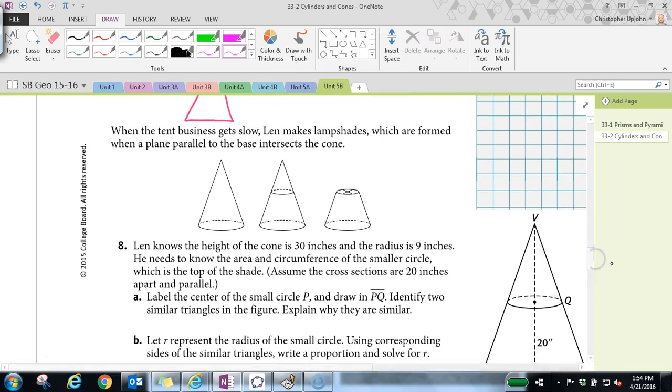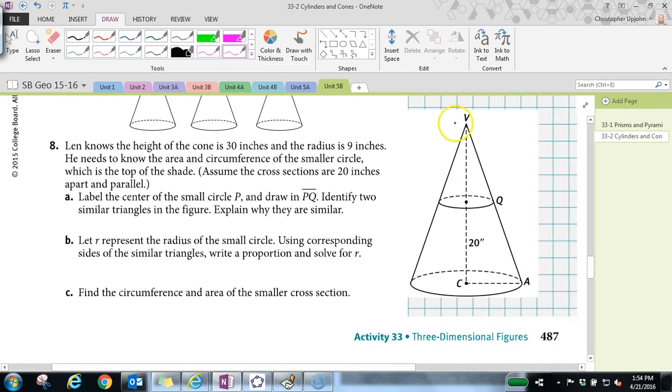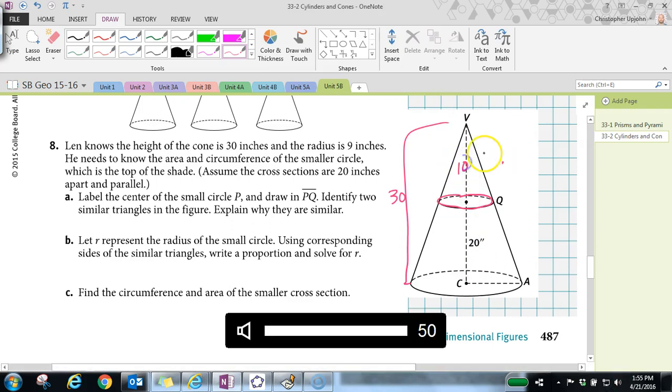When the tent business gets low, Len makes lampshades, which are formed when a plane parallel to the base intersects the cone. So we intersect it parallel here, and we cut off the top cone, making this lampshade. Len knows the height of the cone is 30 inches. So this is 30. He needs to know the area and the circumference of the smaller circle, which is the top of the shade, this distance. Assume the cross sections are 20 inches apart. So this is 20, so this would be 10.